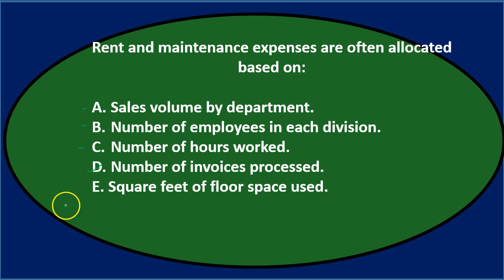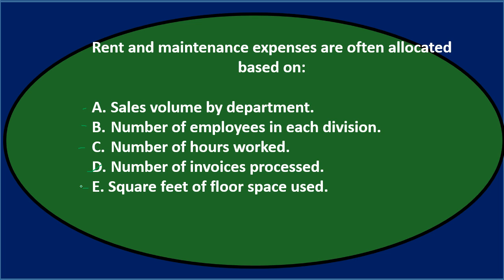And that's another common kind of usage that we would use. So of those, let's go through this again. Rent and maintenance expenses are often allocated based on what would be the best driver for rent and maintenance? The sales volume, number of employees, number of hours worked, or the square foot of the floor space. Usually a lot of times with rent, we'll end up with the square footage of the floor space.